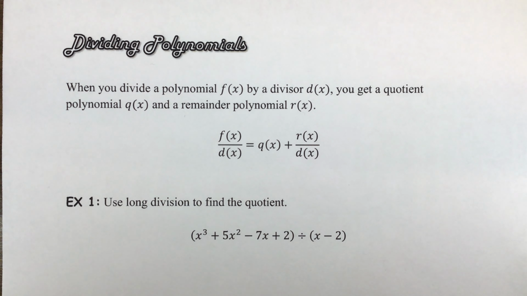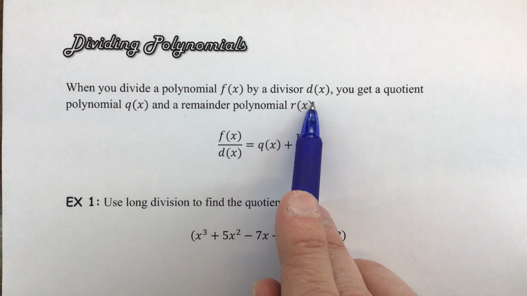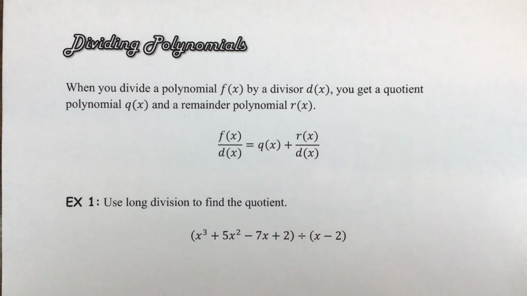Dividing polynomials. We're going to look at the fourth operation separate from the rest of them because, in a way, you do this completely different than the other ones. However, the way that we are going to approach this is a lot like long division with regular numbers. When you divide a polynomial f of x by a divisor d of x, shown here, you get a quotient, which we're going to call q of x.